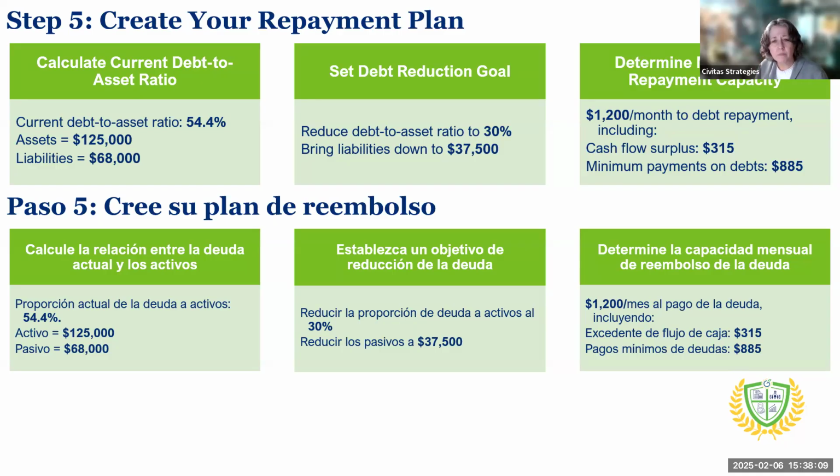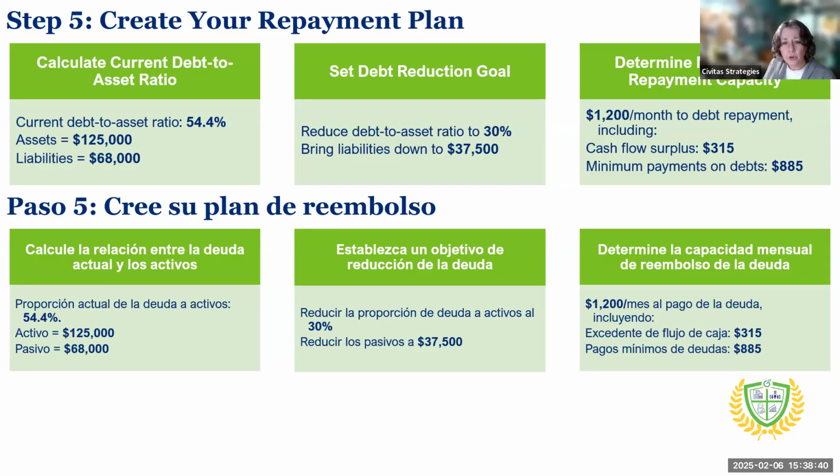How's she going to do that? Well, first, she looks at her debt to asset ratio to determine that it was 54.4%. In this instance, she had $125,000 in assets and $68,000 in liabilities, in debt. She knows that she wants to get her debt to asset ratio to 30%. When we do the calculation, it means that she needs to bring that debt down to $37,500.